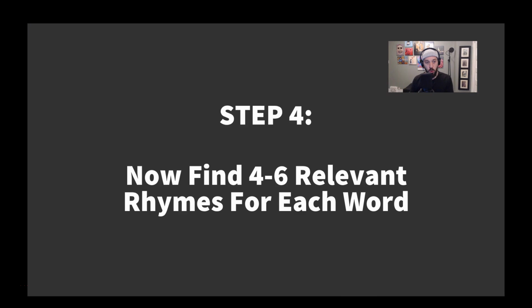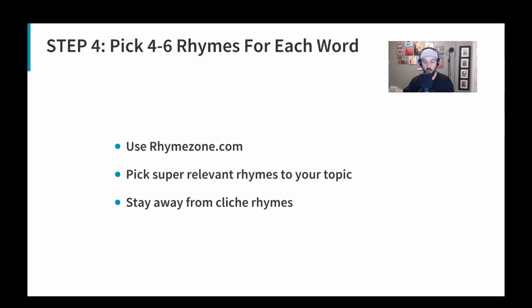So step number 4, what you're going to do is you're going to take those 4 rhymes, separate them, and then you're going to select 4 to 6 relevant rhymes for each word that you find. Okay, and what you're going to do for this one is, if you're not very good at rhyming, you can go to rhymezone.com and you can type in your word or phrase, and it'll come up with a bunch of different options for rhymes. And then you're going to comb through the options and pick relevant rhymes to your topic.